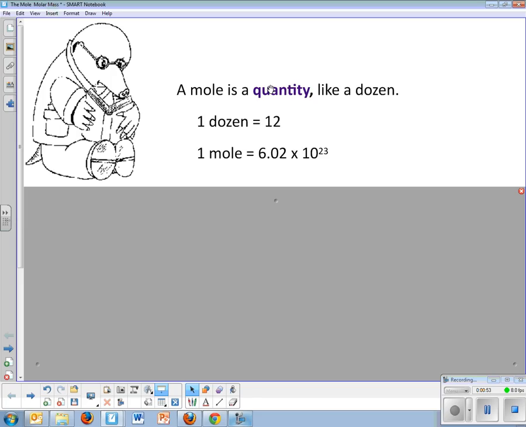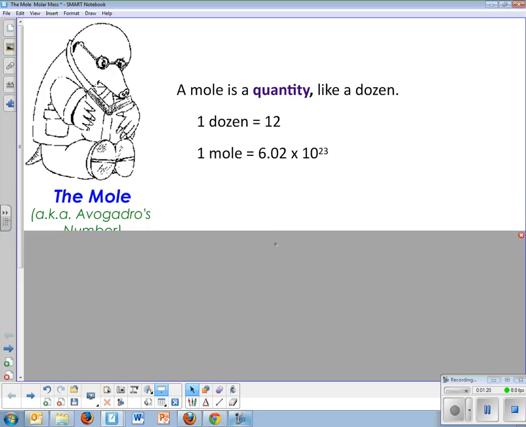So it's an amount and we use it to count things that are really, really small, like atoms or molecules. You wouldn't want to measure things or count things that are really large in moles. For instance, if you had a mole of people, I have no idea where they would all fit. I don't even think we could fit on the planet. A mole of pennies, though, wouldn't be too bad.